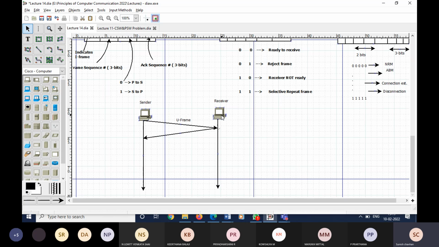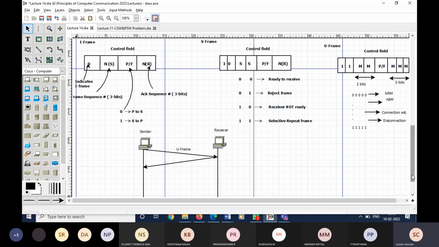Okay, so the U frame will be there, and I'll get a response from the receiver, right? What will the response be? Which frame will be there in the response? The S frame. Yes, very good. In the response, it will be the S frame, because in the S frame we have whether the receiver is ready to receive or not. If it is ready, or if it is not ready, the S frame will come back.